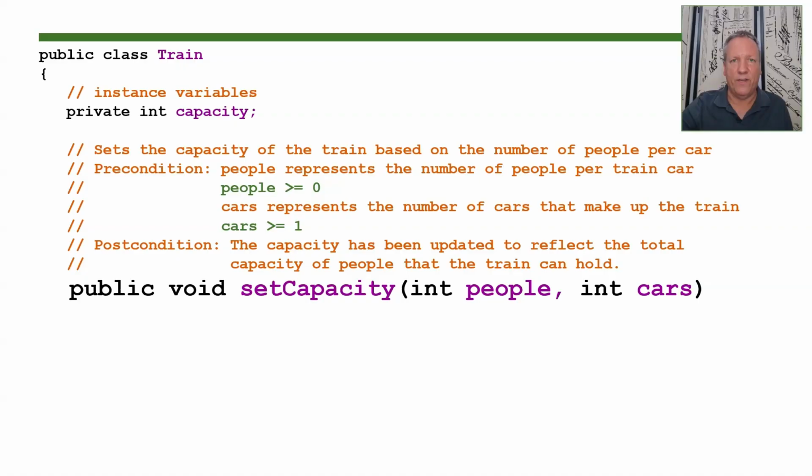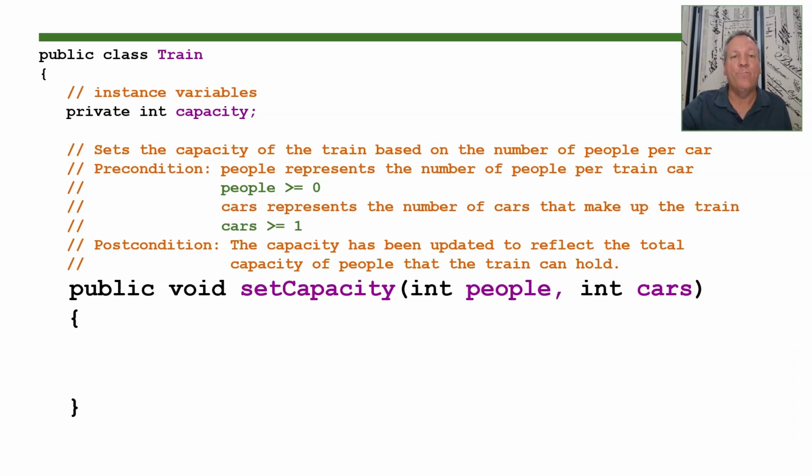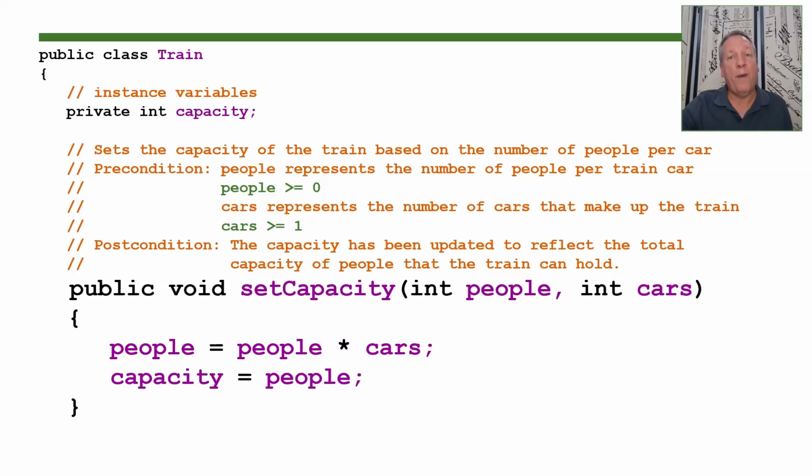First, let's look at setCapacity. We'll put our curly braces to indicate the body of this method. And we know that setCapacity is going to be a mutator method. It's public, it doesn't return a value, and it's going to be expected to change an instance variable using our parameters. So what should our code be? How can we use people and cars to calculate an updated capacity for our train object? Well, we know that the capacity represents the number of people that the train can hold. So if I update my people variable to be people times cars, well, now people will contain the overall train capacity. So now I can assign people to capacity, and our instance variable has now been updated.